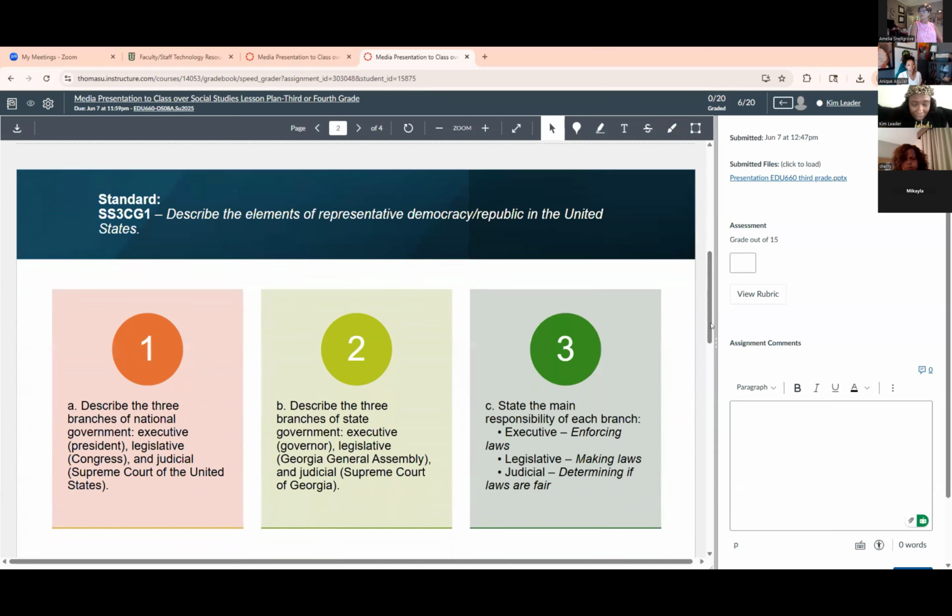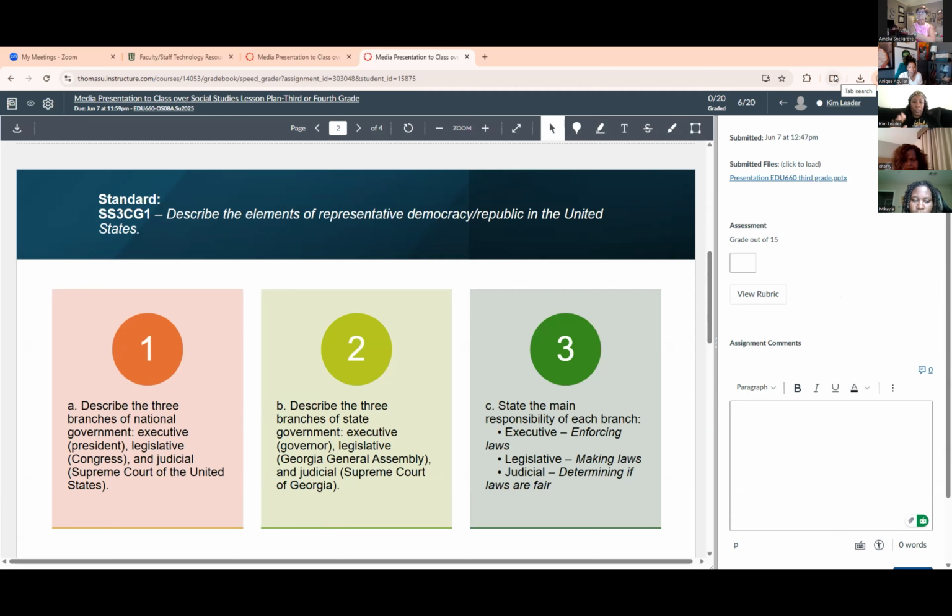Okay. Hi everyone. My name is Kim Leader. Today my standard is SS3CG1. It's a third grade standard. It says to describe the elements of representative democracy, republic in the United States. There's actually three sections to this. Section A is to describe the three branches of the national government, which is the president, the legislative, the Congress, and the judicial, which is the Supreme Court.